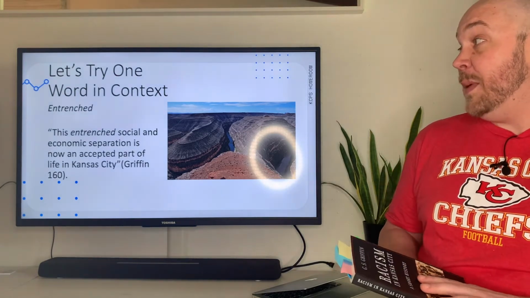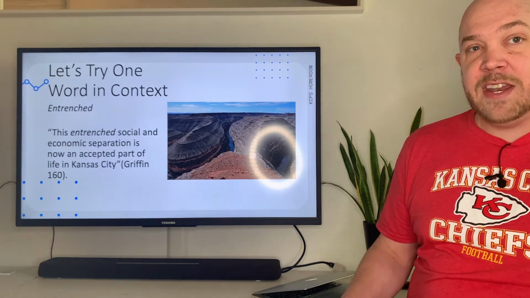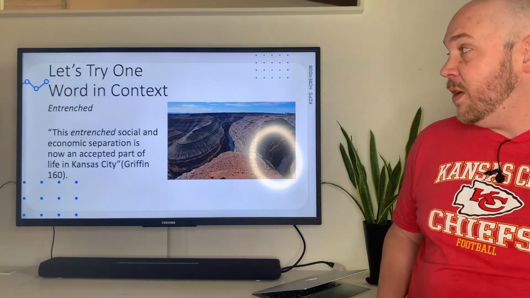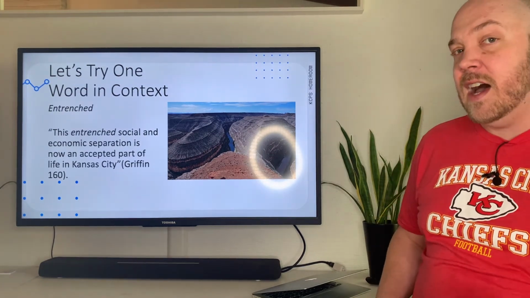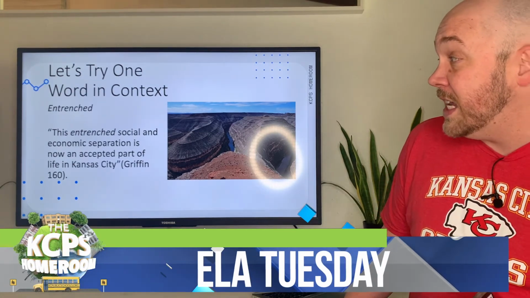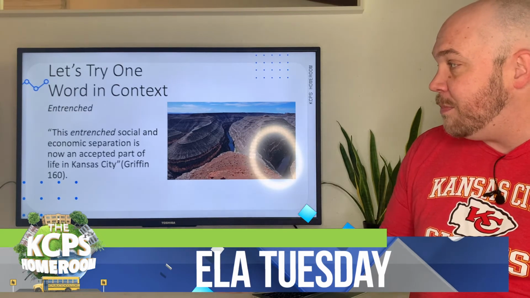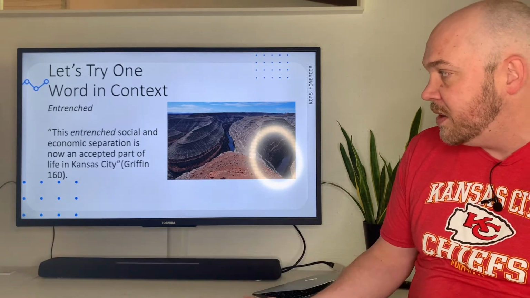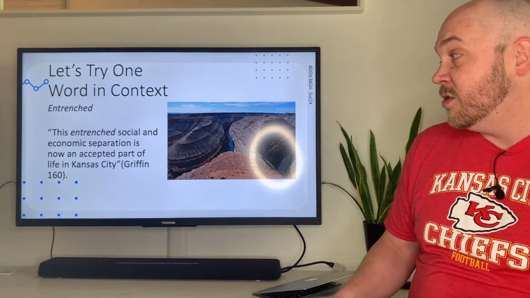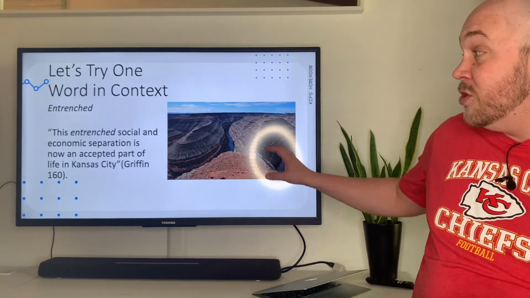Okay, and so in that one paragraph, you may have heard that word early on. Would you pick out any other words in that passage that you think were central to the meaning? Let's explore what this word might mean and put it back in the context that it exists with this sentence up here. You notice it says this entrenched social and economic separation is now an accepted part of life in Kansas City. And that's an interesting quote, because I sure believe that most of Kansas City doesn't just want to accept that part of life, but it seems to point to maybe it's entrenched.